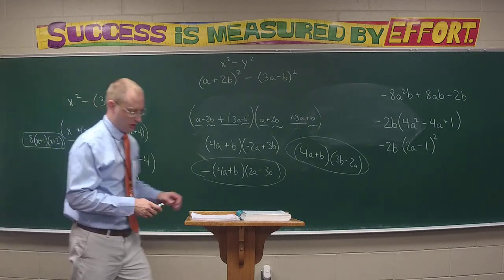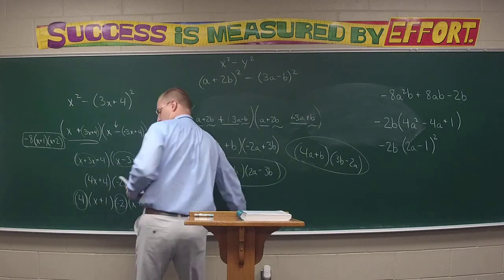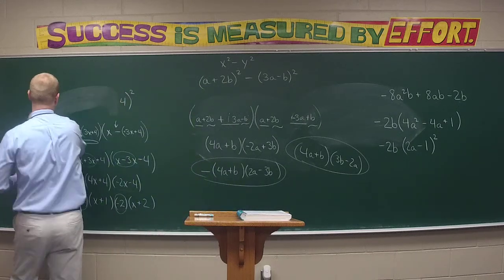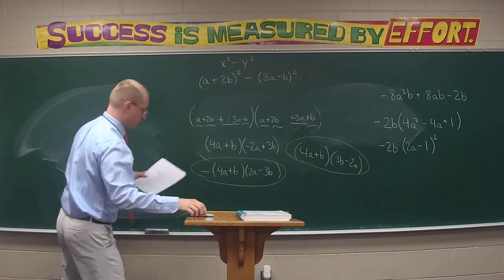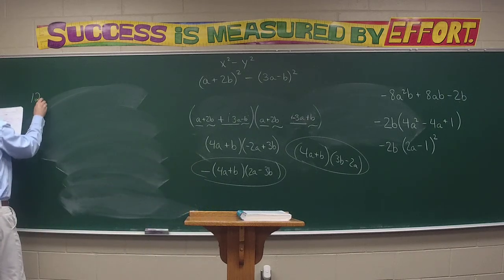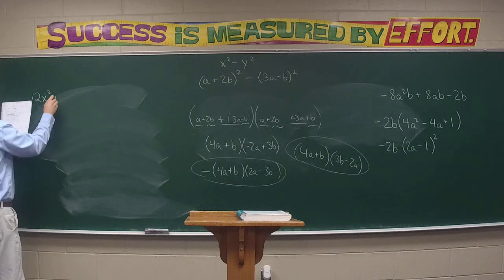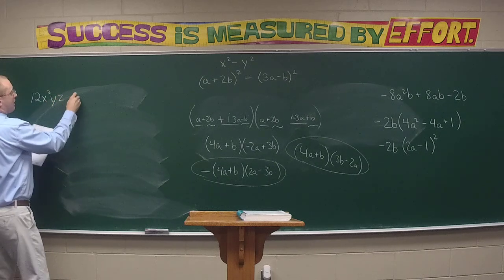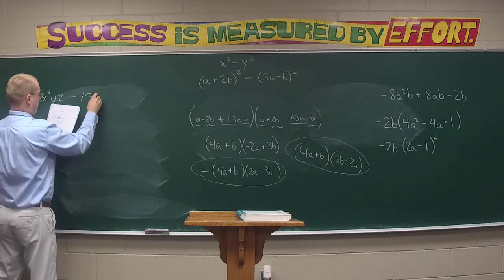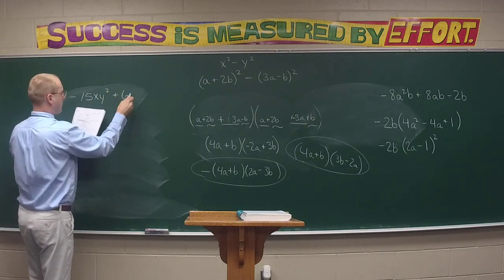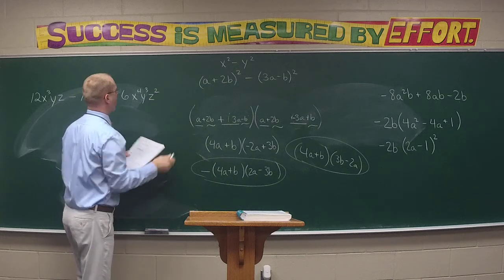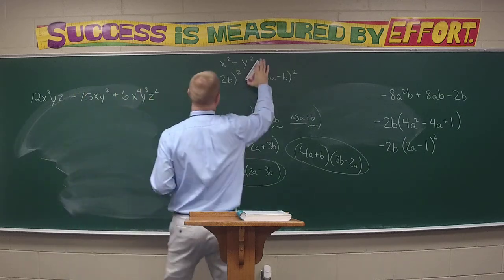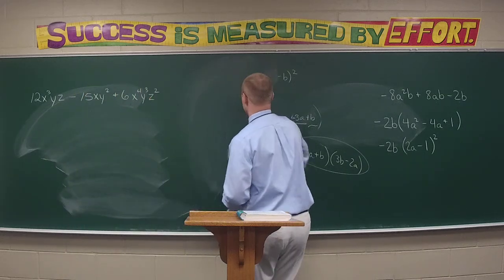Let me give you some classwork then to give you a chance to practice with these. Put some more up in just a moment. Start with this one, and then I'll put up some more in a moment. 12 x cubed yz. Negative 15 xy squared. Positive 6 x to the 4th y cubed z squared. Factoring that. While you're doing that, I'll put up more.